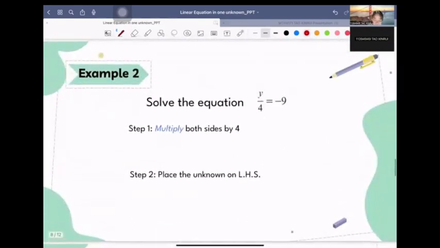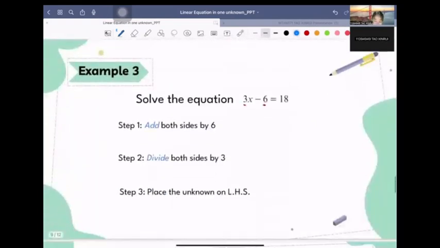Okay, for example 2, solve the equation y over 4 equals negative 9. The first step, we need to multiply both sides by 4. So we write y over 4 times 4 equals negative 9 times 4. The second step, we need to place the unknown, which is y, on the left hand side. So y equals negative 4 times 9, which is negative 36. y is the unknown, and we place it on the left hand side.